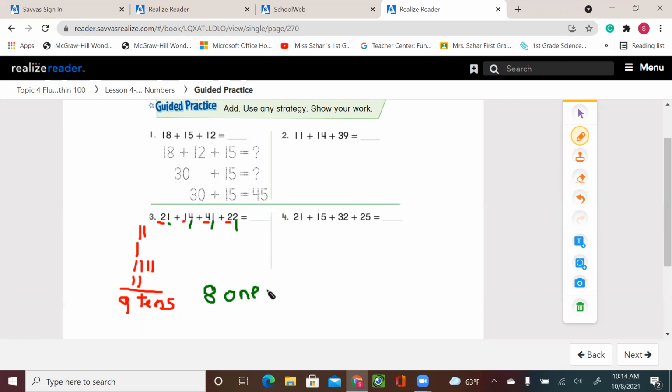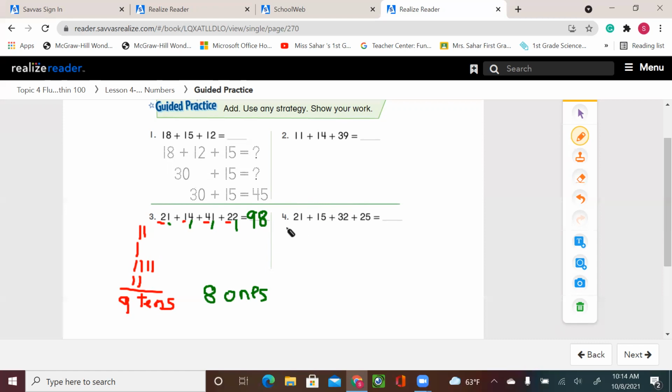Now I'm adding 9 tens. I know 9 tens means 90, and 8, so it's going to be 98. So that's my sum, or my answer, because I found that for question number 3 it was easy to add all the tens together and then the ones together. So either way, you can use the easiest method or the easiest strategy that you feel works well with your equation.